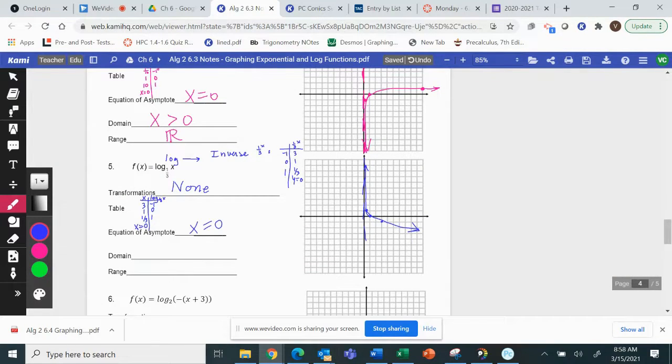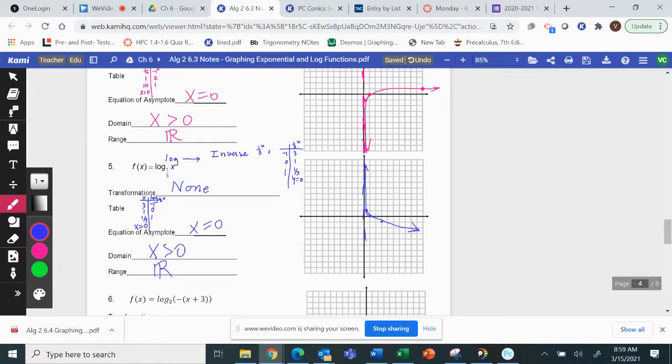The domain is left to right, and because our equation of our asymptote is x, this domain is going to be x greater than 0. Then the range will be all real numbers.